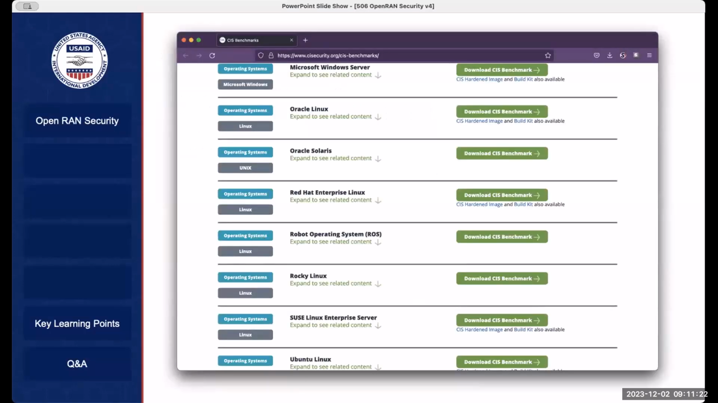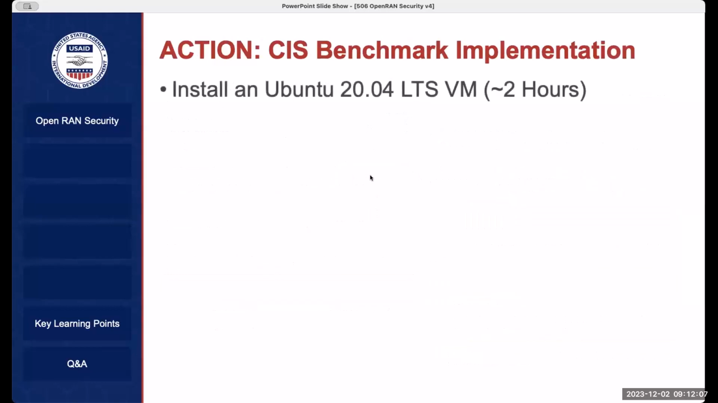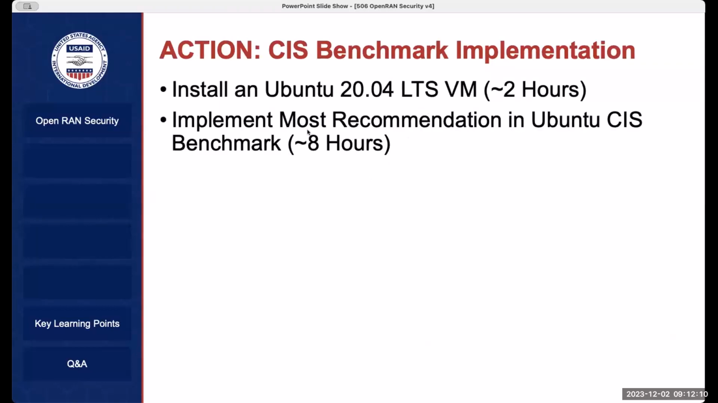And as part of CIS, I think the last component is the benchmarks, where you are being described how to set up a server. At least on this one, it's an Ubuntu machine. How do you set it up to be secure for deployment? It doesn't necessarily mean Open RAN, but it's for generic deployment. How do you lock down an Ubuntu system? Some of this might not be applicable, but it's a good exercise for the student to install an Ubuntu workstation and then set it up.